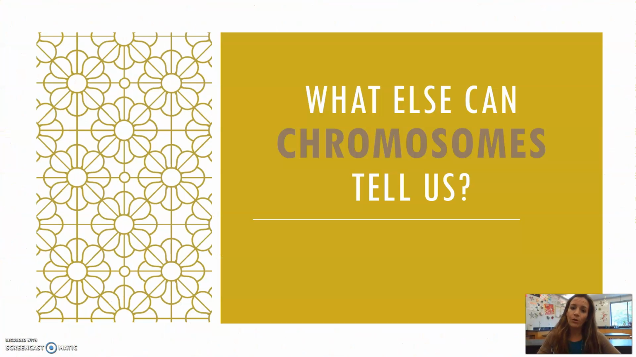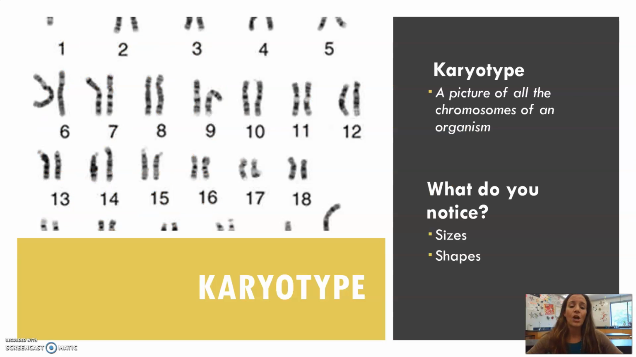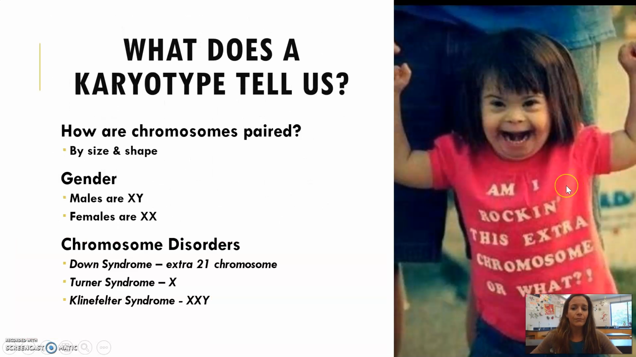Chromosomes are also pretty cool because they can tell us some other things. So a karyotype is a picture of all the chromosomes that an organism has. And you may notice that they're grouped relatively together by size and shape. So if a chromosome is really long, it's typically grouped with the other one that's the same length, and they're numbered. So this image is a little cropped, but this is a human, so this would have your 23 pairs of chromosomes, resulting in 46.